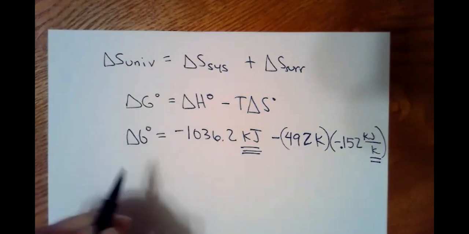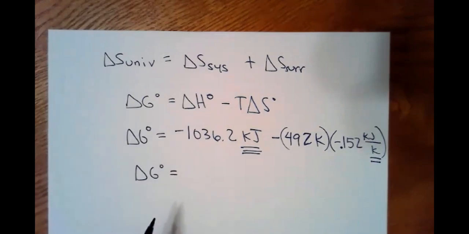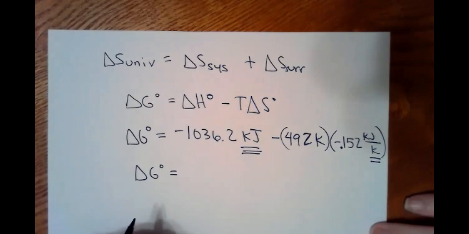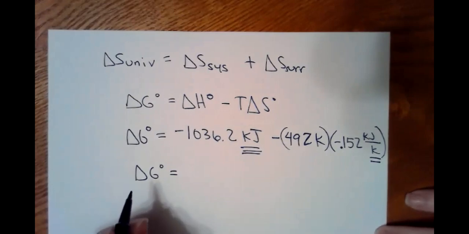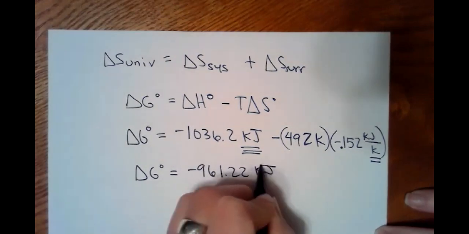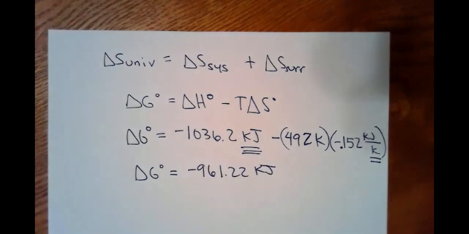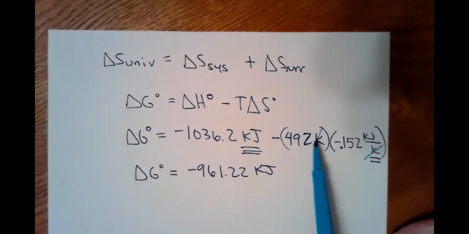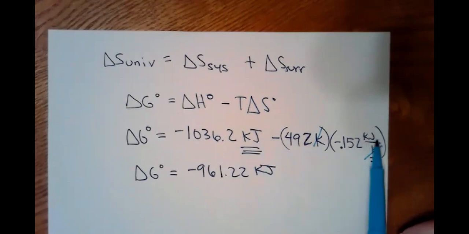So now it's just a plug and chug, and I get delta G equals negative 1036.2 minus 492 times negative 0.152, and I get negative 961.22 kilojoules. If you'll notice, the S units are joules per Kelvin, but my Kelvin cancels out, and it must cancel out, so that I get kilojoules minus kilojoules. Whatever, I get units of kilojoules in the end.